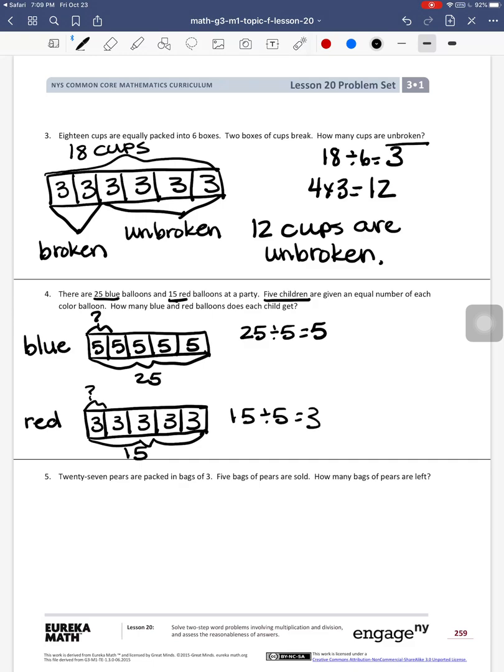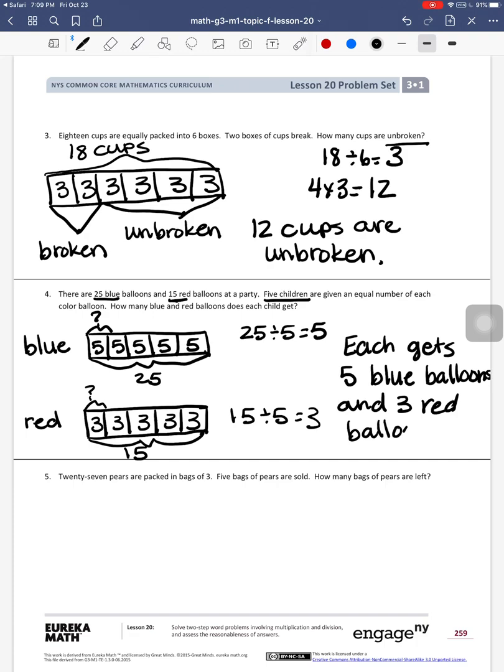Now, each child gets 5 blue balloons and 3 red balloons. Wasn't that so much fun to solve?